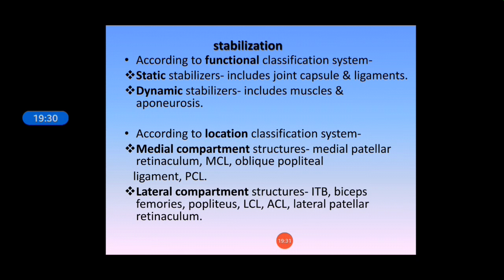When we talk about valgus varus stress, the medial collateral ligament, anterior cruciate, posterior oblique, sartorius, gracilis, semitendinosus, and semimembranosus limit valgus of the tibia. Lateral collateral, iliotibial band, anterior and posterior cruciate, biceps femoris, and gastrocnemius limit varus of the tibia.